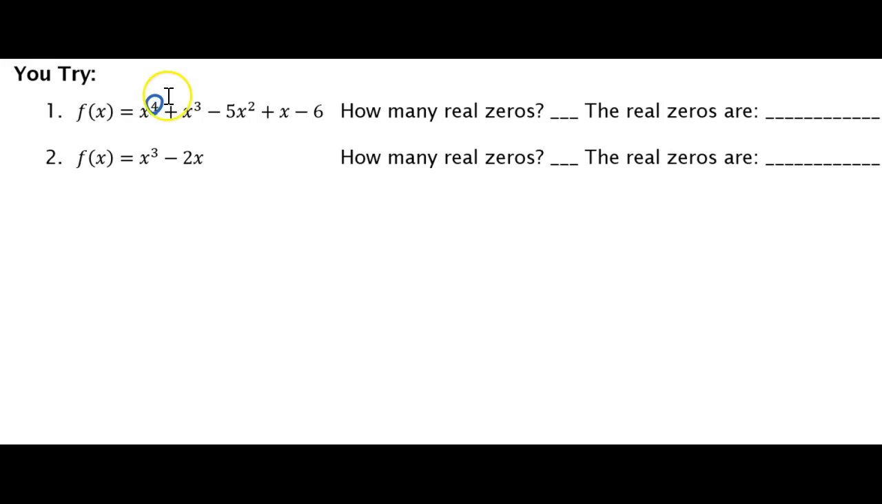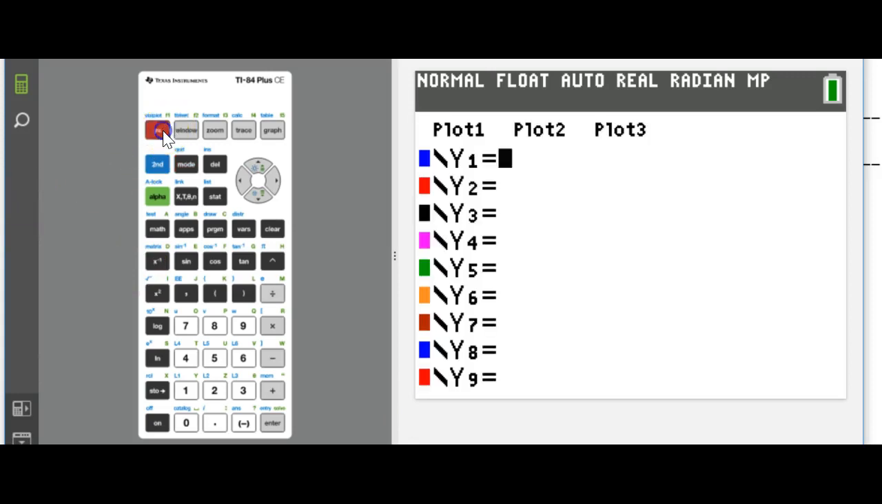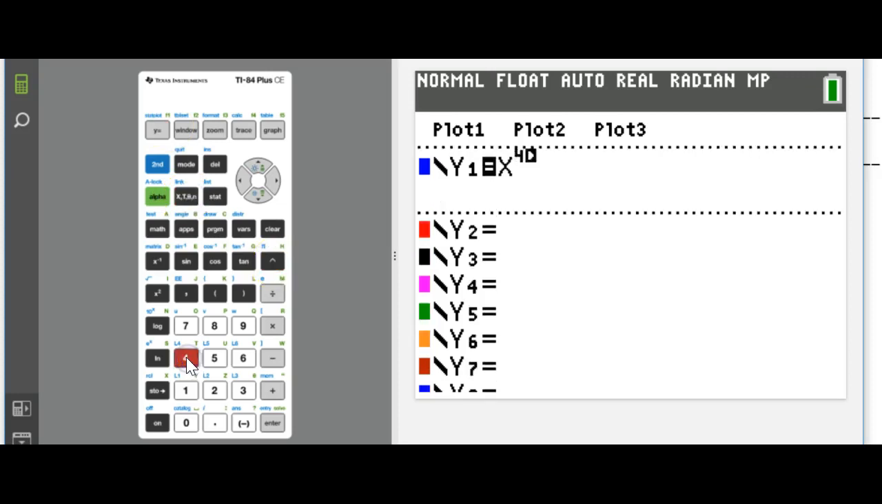So in order to figure out the number of real zeros, I'm going to go to my calculator, go to y equals, and type in that first function. That was x to the fourth. Remember that when you put in an exponent, you have to press the right arrow to get out of the exponent. Plus x cubed, press the right arrow, minus 5x squared, plus x, and then minus 6. Okay, so now I'm going to go to the graph button.